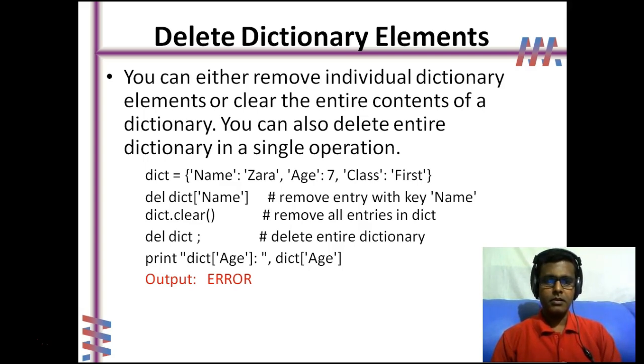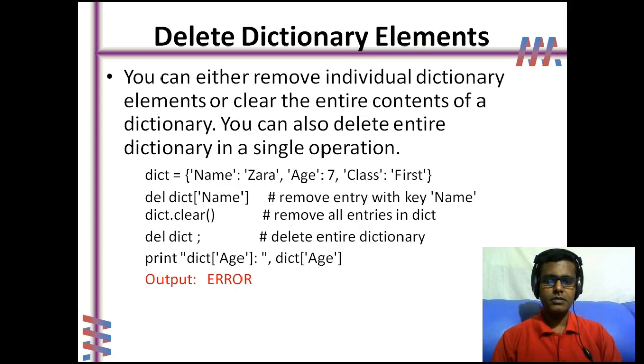In the next line, dictionary.clear. What it does is remove all the entries in the dictionary and keep the empty dictionary. So when you try to print any elements from the dictionary, it will give you an error.